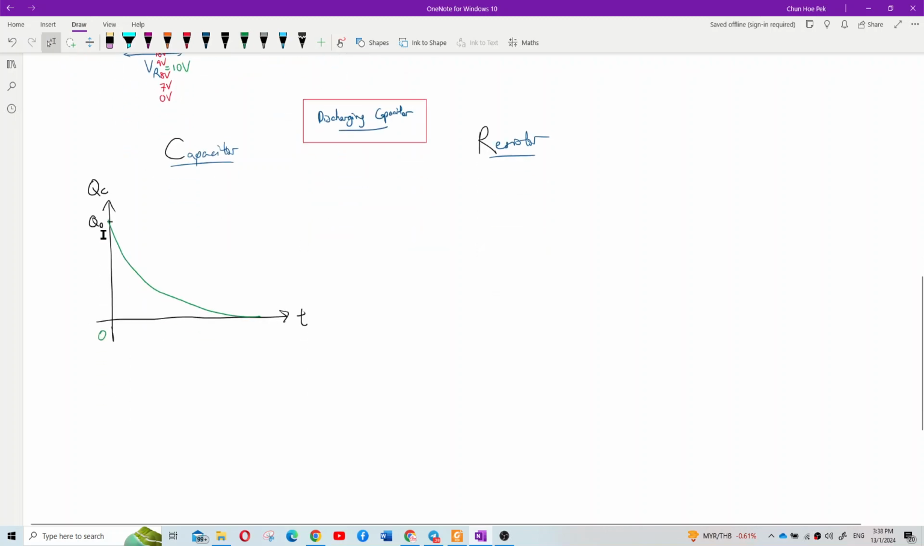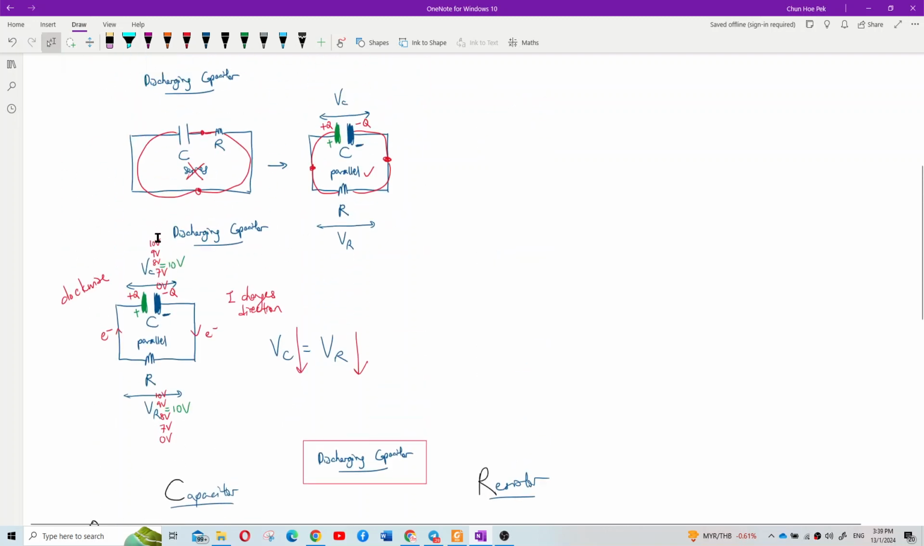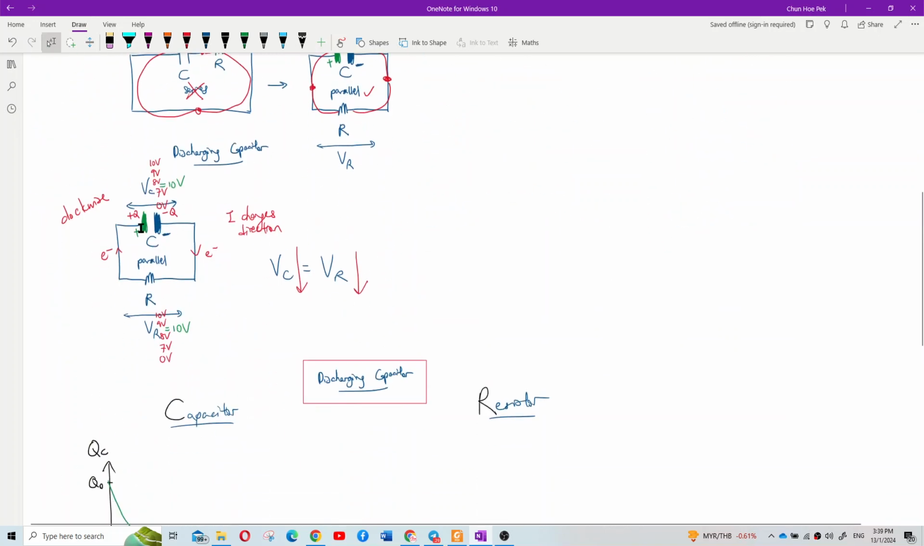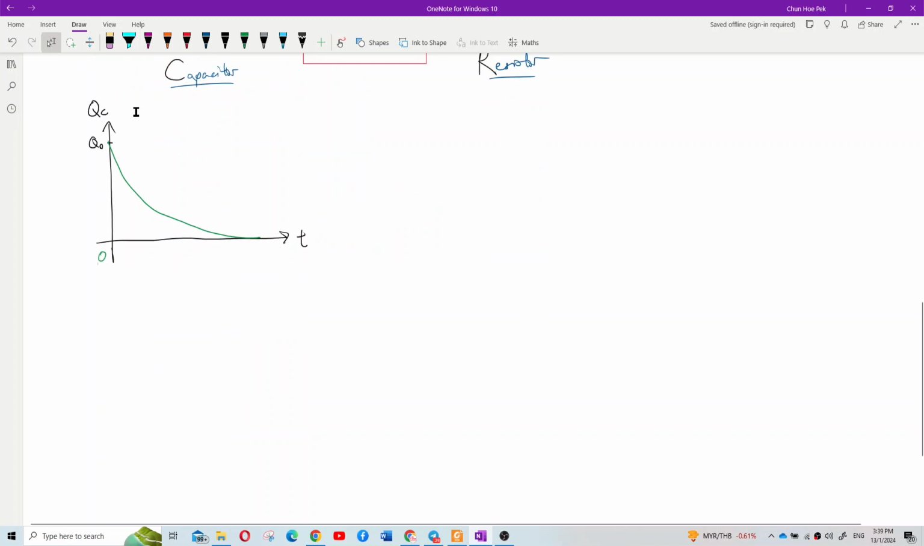Okay. So the charge keeps decreasing. What happened to the voltage? From 10 volts it decreases to zero because of discharging. Because the electrons start to flow clockwise now. Before it was anti-clockwise, now it is clockwise to neutralize the charge. Negative goes to positive to neutralize the charge. So 10 volts becomes 0 volts. So its voltage also keeps decreasing. When the charge decreases, the voltage also decreases.